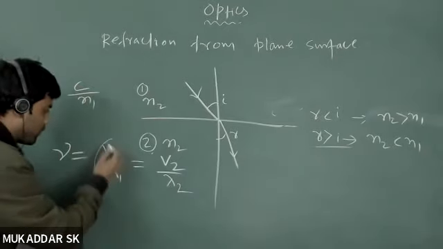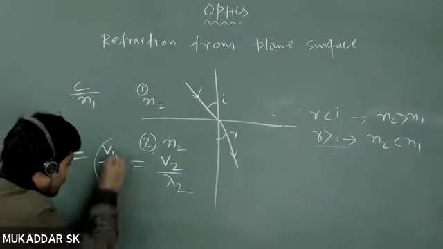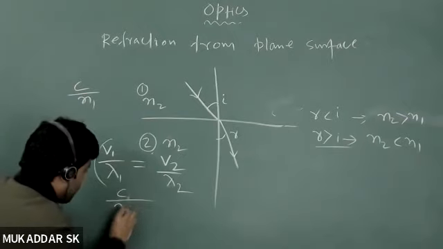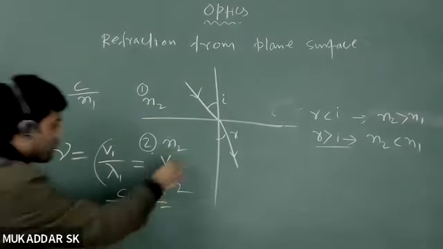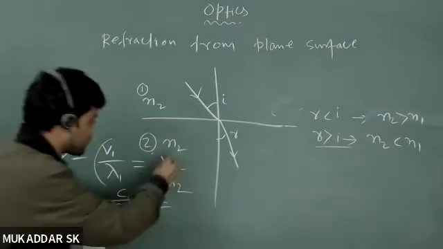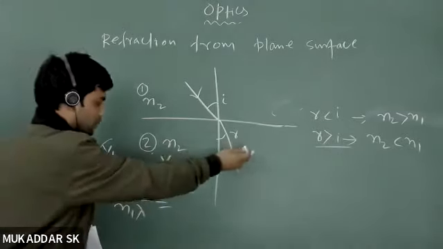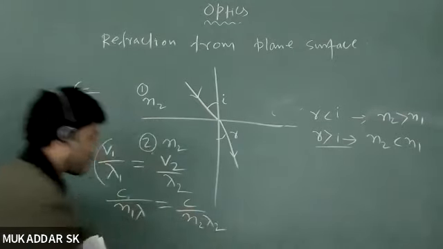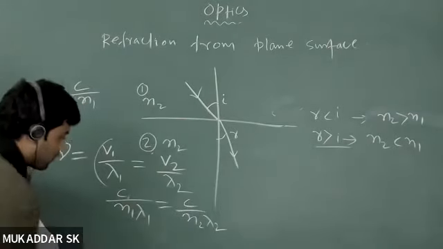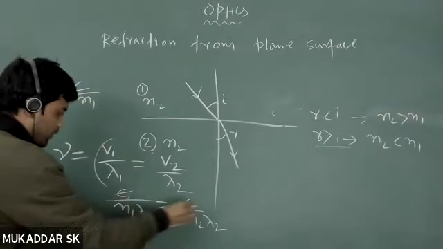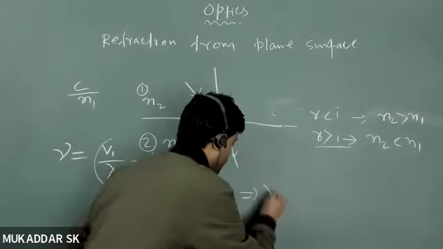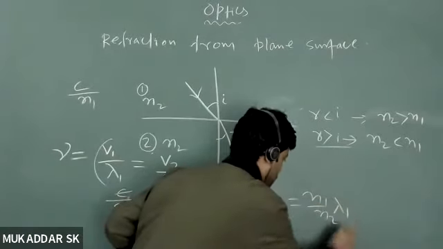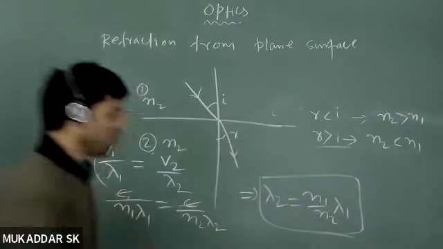So in place of v1, I will write C divided by N1 lambda 1. That should be equal to the velocity of the electromagnetic wave in medium 2, which is C by N2 lambda 2. Here it will be lambda 1. So C will cancel, and I get the expression for lambda 2: lambda 2 equals N1 by N2 times lambda 1.